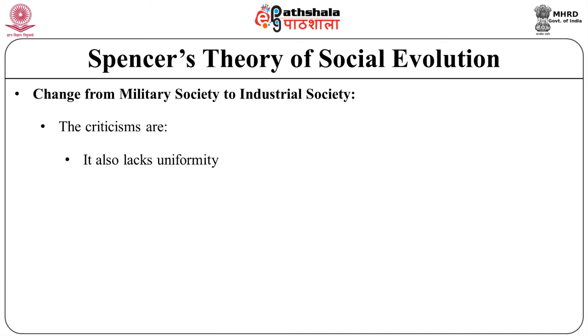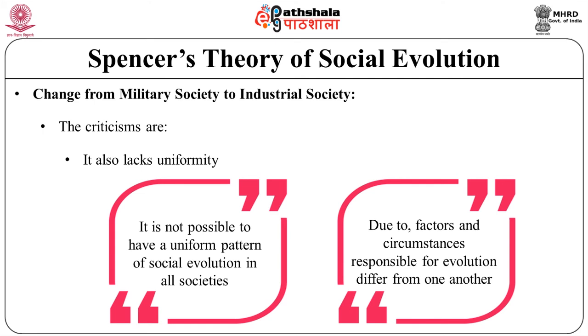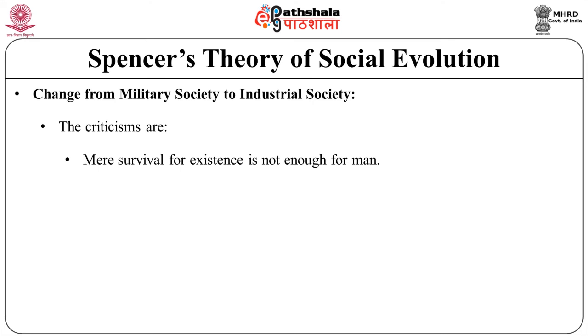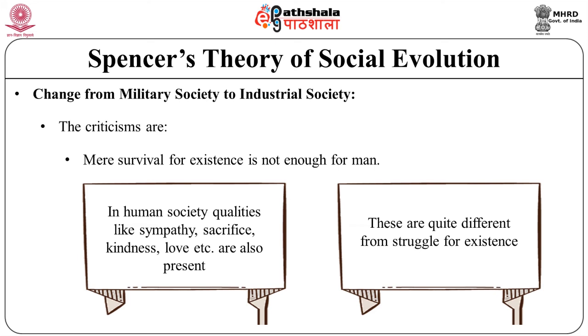Number 2, this theory also lacks uniformity. It is not possible to have a uniform pattern of social evolution in all societies because the factors and the circumstances responsible for the evolution differ from one another. Mere survival for existence is not enough for men. In human society, qualities like sympathy, sacrifice, kindness, love, etc. are also present. These are quite different from the struggle for existence.